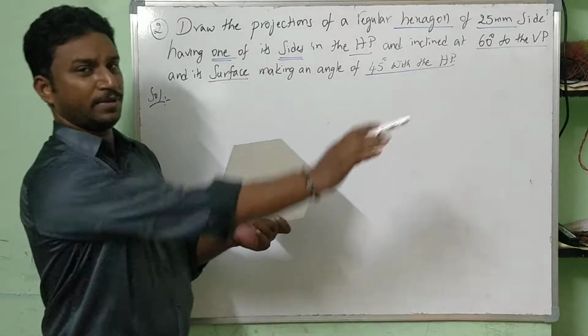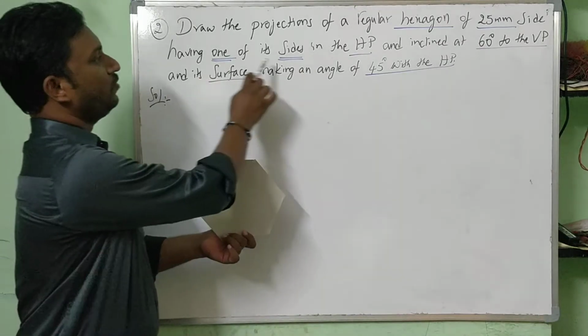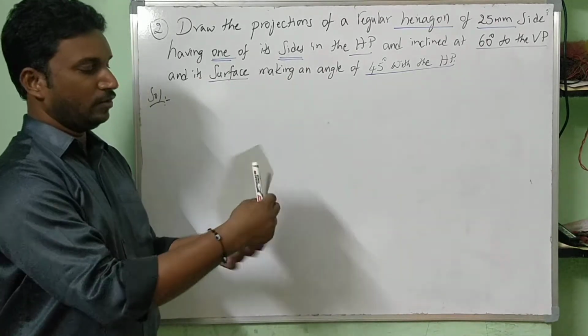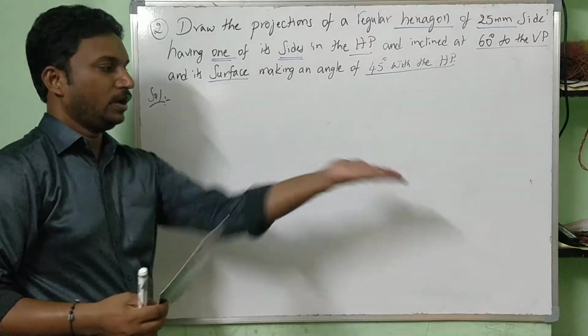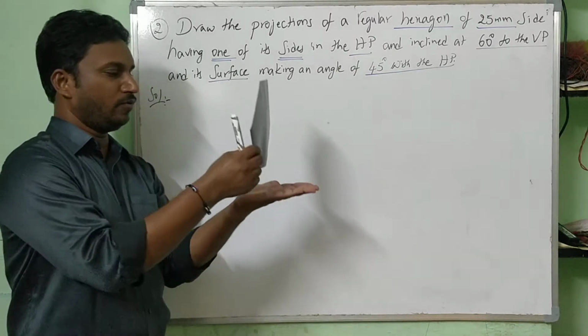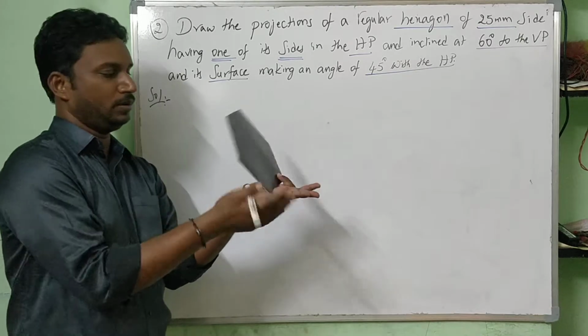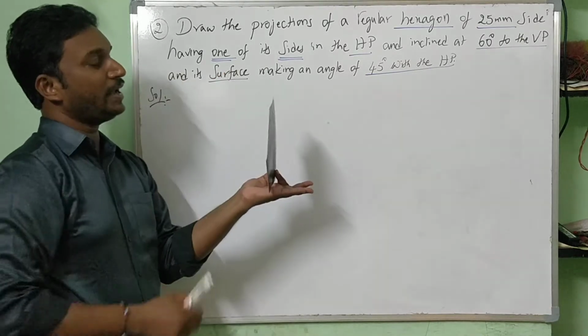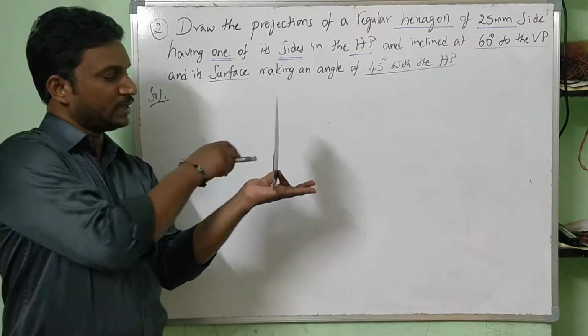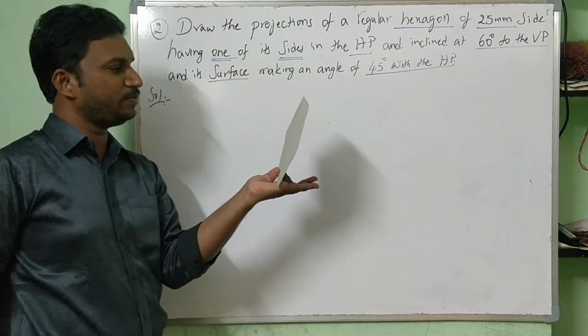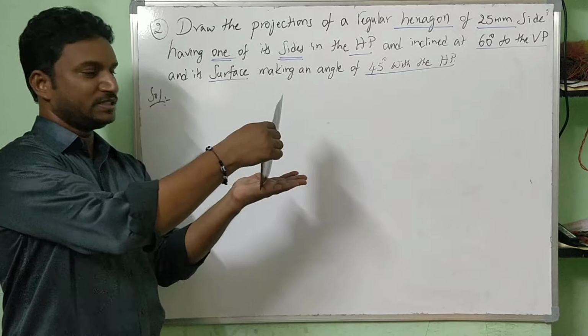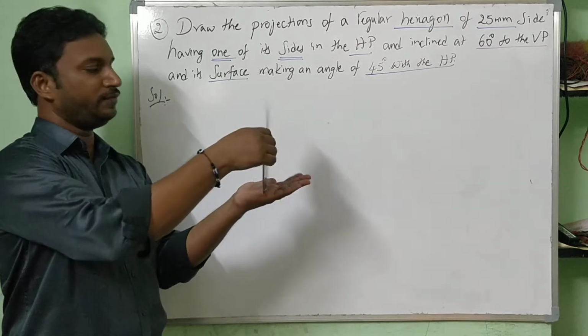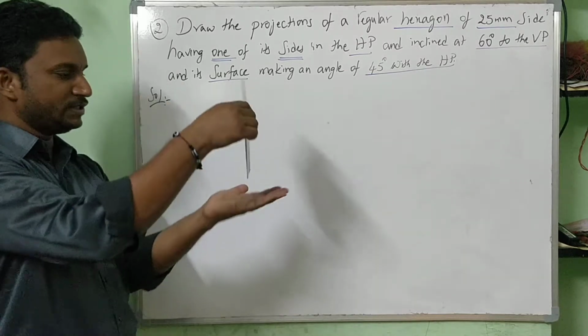Right? You know, the dimension is 25 mm. Having one of its sides in the HP. One side, see, one is the horizontal plane, and the other is the vertical plane. One side is in the HP, and inclined at 60 degrees to the VP. The side which is in the HP is inclined at 60 degrees to the VP. Right? Which side? The side which is here.